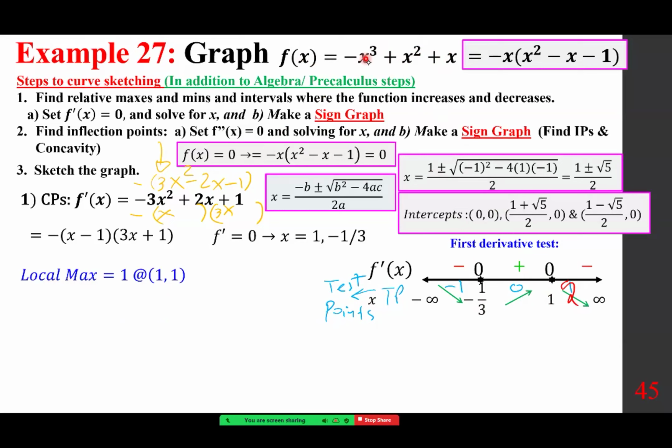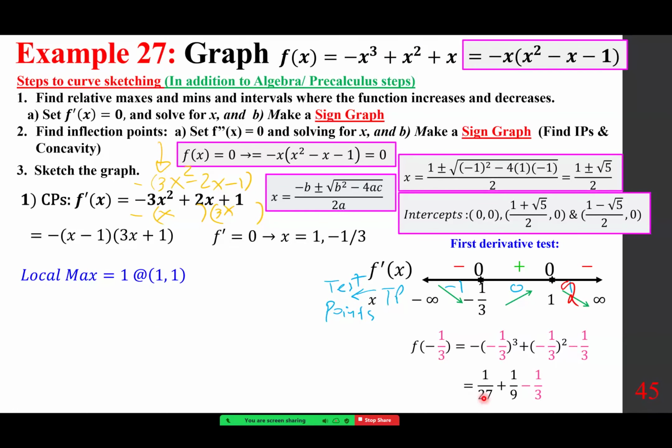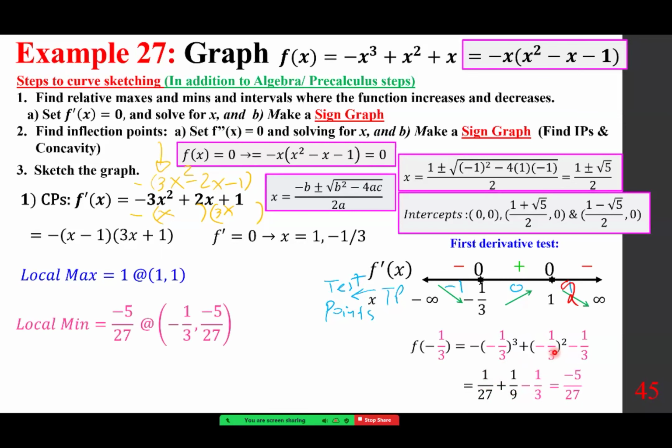Let's plug in -1/3 and evaluate it in the original function f of x. Now, as you can see, this is a -1/27. This makes it positive. And this is positive 1/9, and this is -1/3. Now, clearly 27 is a common denominator. Therefore, this is 3/27. This is 9/27. So 1 plus 3 minus 9 makes it -5/27. And we write local minimum is -5/27 at the pair -1/3 and -5/27.